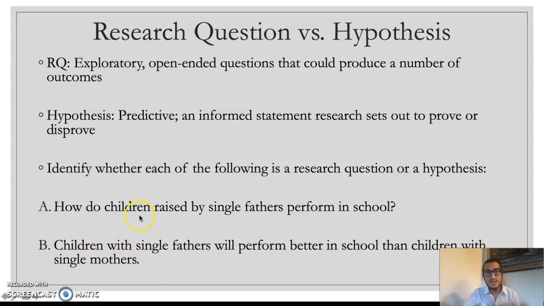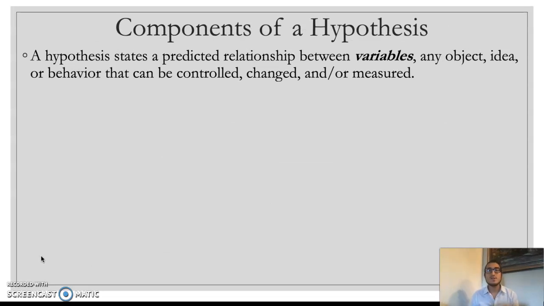So research questions, again, are open-ended and exploratory in nature, typically how, why, or what questions. Hypotheses are statements that are written out, and then we either prove them or disprove them by collecting and analyzing data. So what are some components of a hypothesis? Let's talk a little bit more about this. A hypothesis states a predicted relationship, typically between two different variables. So a variable is any object, idea, or behavior that can be controlled, changed, or measured.